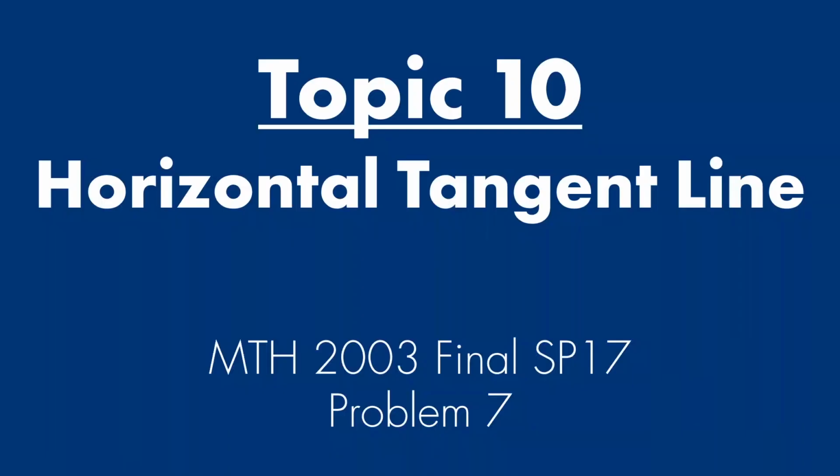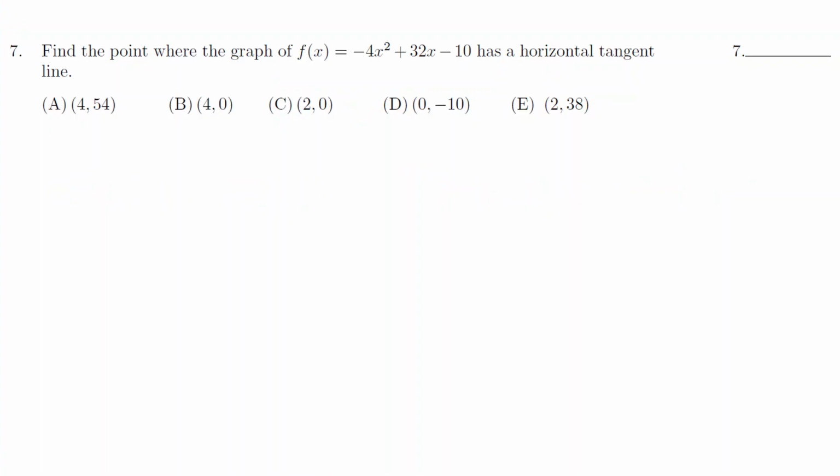And last but not least, horizontal tangent line. This is from MTH 2003, final SP17, problem 7. So here we got, find the point where the graph f of x equals negative 4x squared plus 32x minus 10 has a horizontal tangent line. For the horizontal tangent line, all you have to do is, there are 2 steps. First step is find the first derivative. Second step, set that derivative to 0. And then the third step is to plug in whatever you got from step 2 into the original function, f of a, right? All right, so let's go.